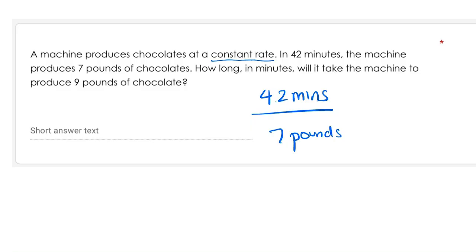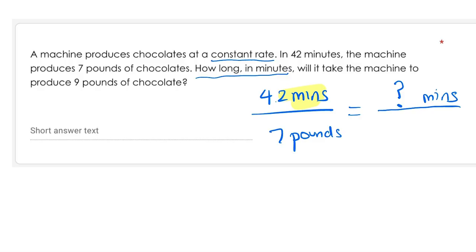All right. How long in minutes, so we don't know how many minutes, will it take for the machine to produce 9 pounds of chocolate? So when you set up equivalent ratios, the labels need to match up, right? So if I have minutes in the numerator over here, then I need to also put minutes in the numerator on my right side. So I don't know how many minutes, so I'm going to put a question mark, or if you guys are using a variable, that's great also.